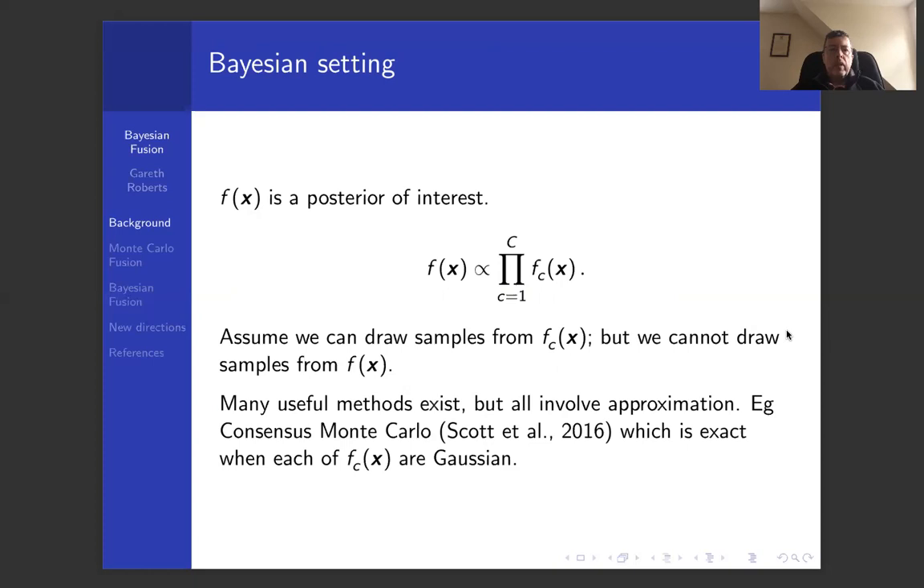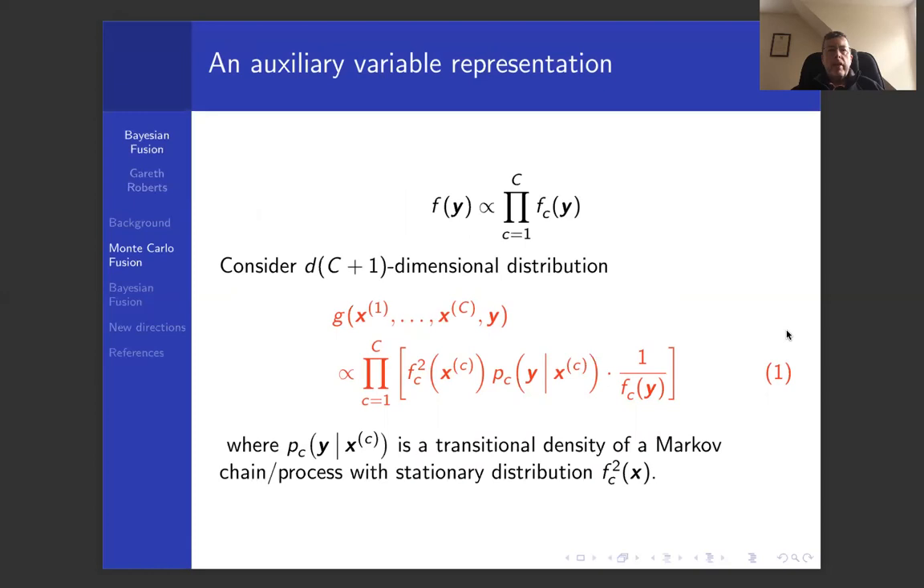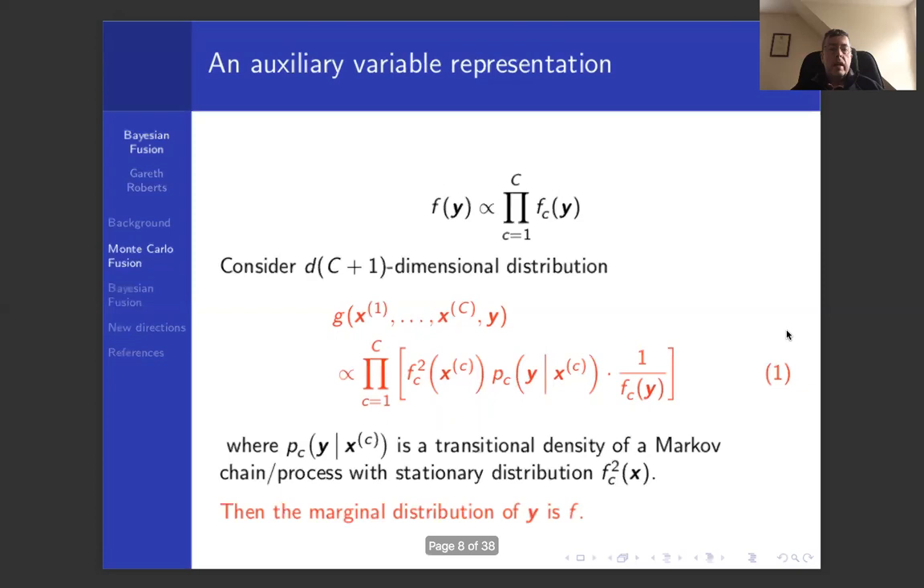So we begin our search for an exact method by introducing an auxiliary variable representation for this distribution. We start off with f(y), which is a distribution on R^d, and we're going to expand this distribution by introducing auxiliary variables x_1 up to x_C, where, remember, capital C is the number of cores, where this auxiliary density has the density given in the red equation 1 there. And what's the point about that density? Well, the point will be that the marginal distribution of y for that particular density is equal to f.